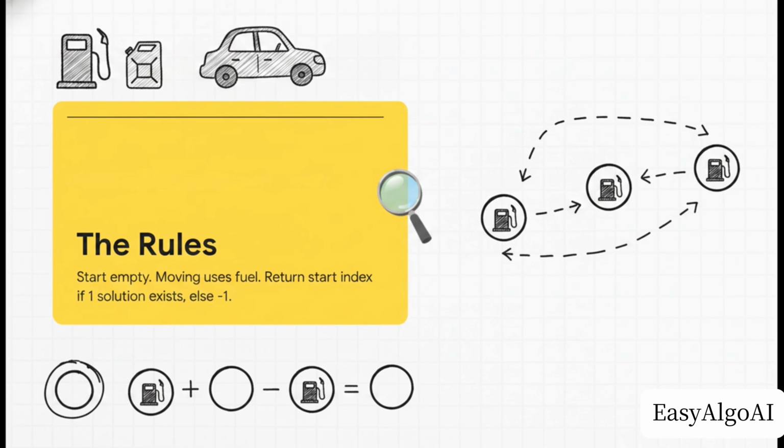First up, your car always begins with a completely empty tank. Zero fuel. At every single station, you gain a specific amount of gas, and driving to the very next station consumes a specific amount of gas. Because we're starting on empty, we have to calculate our fuel consumption step by step to see if we can literally go the distance. Oh, and the problem actually gives us a really nice lifeline. If a solution does exist, there is only one uniquely valid starting station.